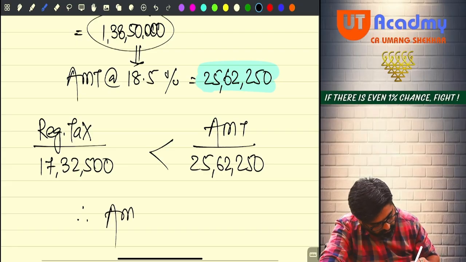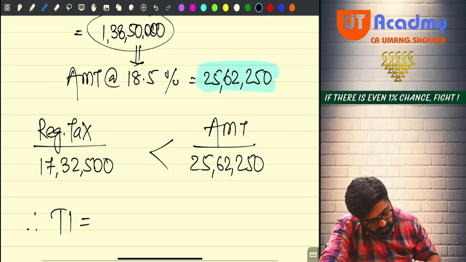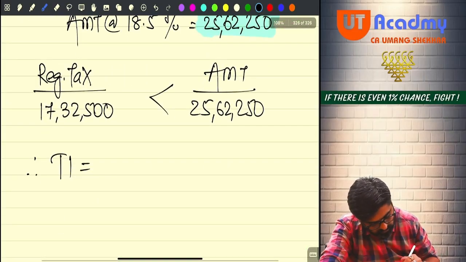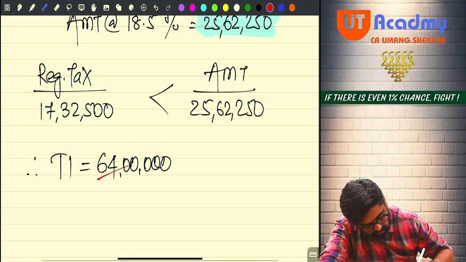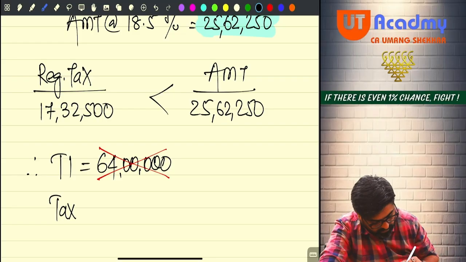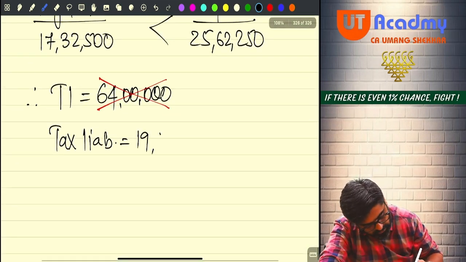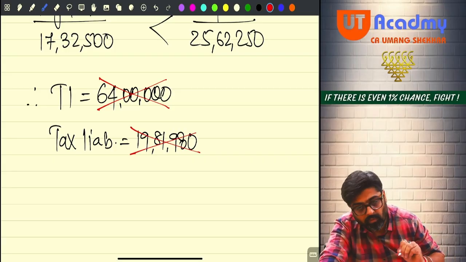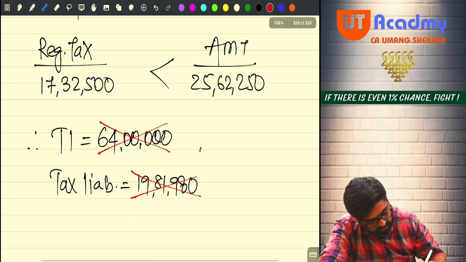Therefore, total income is equal to how much? 64 lakhs. This will now be ignored, and tax liability, which was how much? 19,81,980. This will also be ignored. Now what will be your total income? It will be 1 crore 38 lakh 50,000.